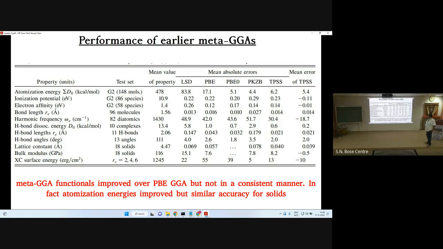These are some test sets for which you have results for the LSD, local density, GGA, and this is the GGA hybrid. And this is another GGA functional by Perdew, Ruzsinszky, Csonka and others, and this is the TPSS, that is the 2004 functional. In all the cases, you can see this meta-GGA functional is doing far better compared to the GGA functional. But still all is not well. We'll come to that.